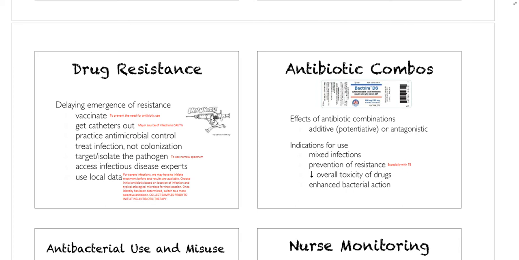Do our antimicrobial control, treat infections, not colonizations. So we may have colonization of a dangerous bacteria in our body, but if it's under control, then let the body sort of do its own thing for it, because at this point it's not caused a problem, and we don't want to introduce any more antibiotics than we have to. We want to try to use narrow spectrum antibiotics to target the specific pathogen. We want to use infectious disease experts and local data when it comes to deciding which antibiotic to use for a tough infection.